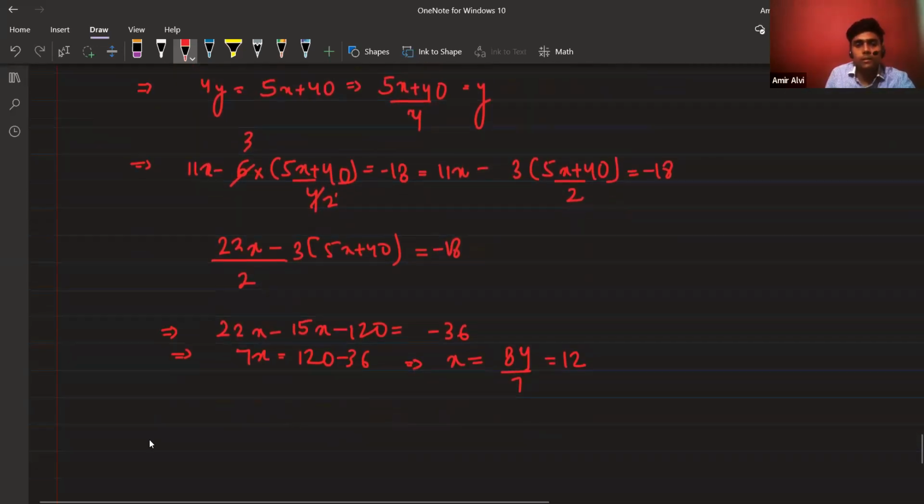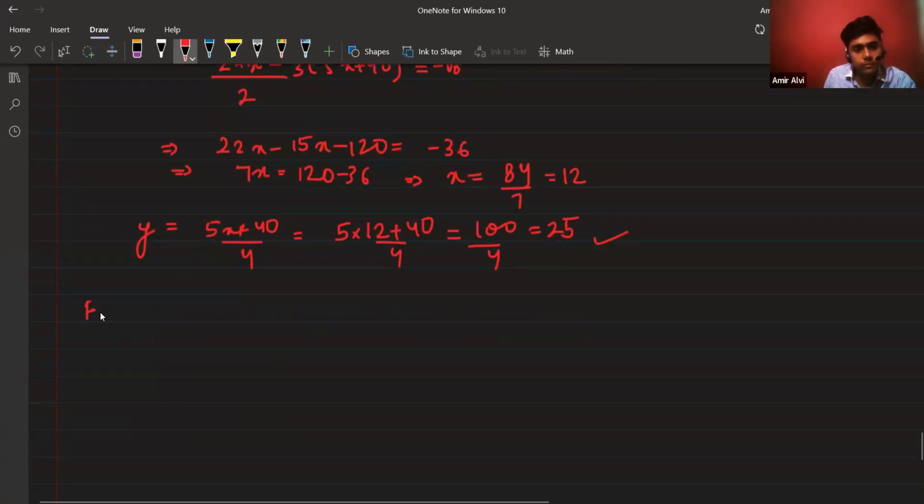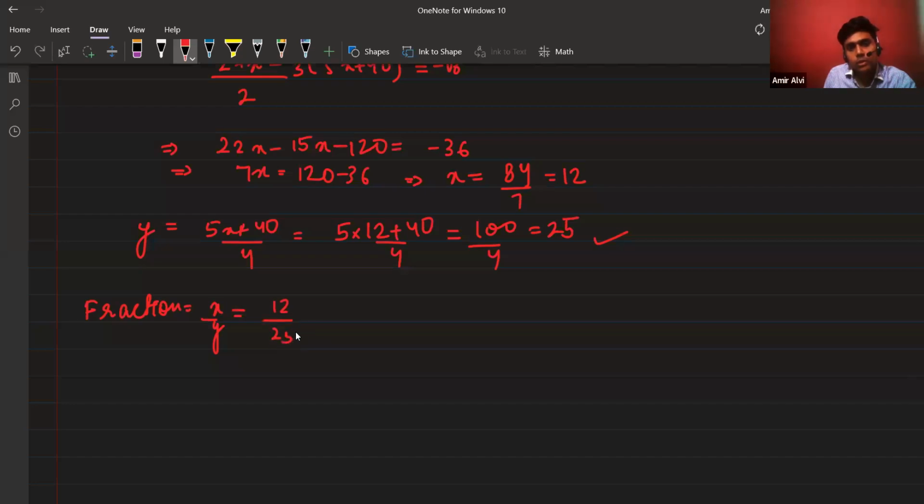Let's put the x here. So we have got the value of y. So y will be 5x plus 40 divided by 4. So 5 into 12 plus 40 divided by 4. 5 twelves are 60, 60 plus 40 is 100, 100 by 4, which is 25. Let's match the value of the answer. Yes, it's correct. So the fraction x by y is equal to 12 by 25.